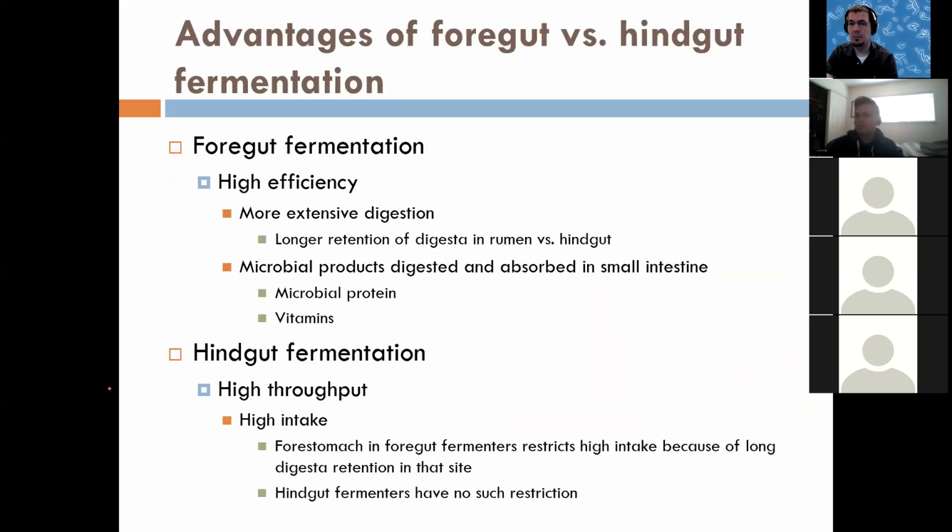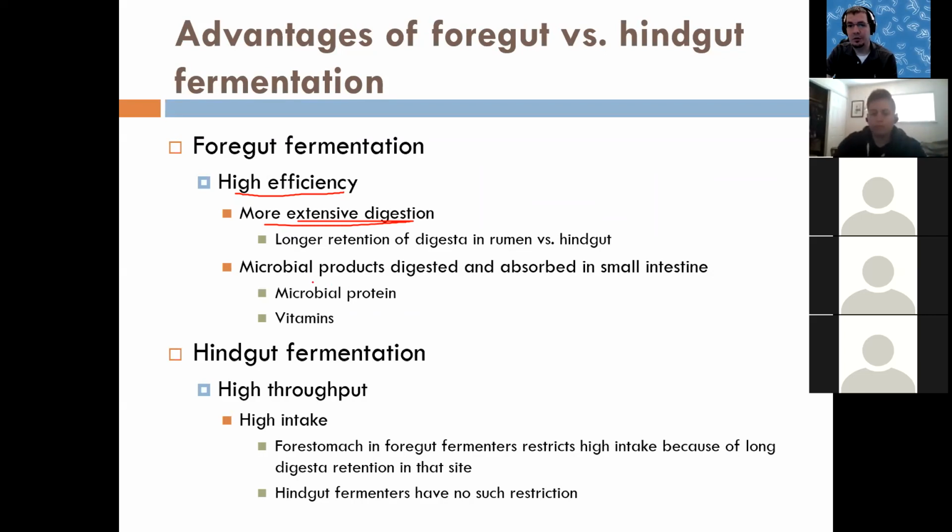So to try to put everything together and to try to understand why we have so many kinds of herbivores, we'll explain the advantages of foregut versus hindgut fermentation. So there are different situations in which foregut and hindgut fermentation could be advantageous. Foregut fermentation, the advantage here is high efficiency. Foregut fermenters can make a lot out of very little food. There's more extensive digestion because there's longer retention of digesta in the rumen or other foregut compartments, particularly when you're comparing the foregut fermenters to cecal fermenters.